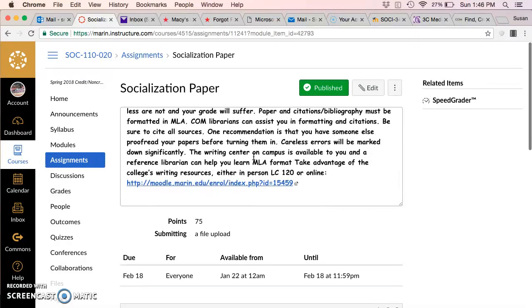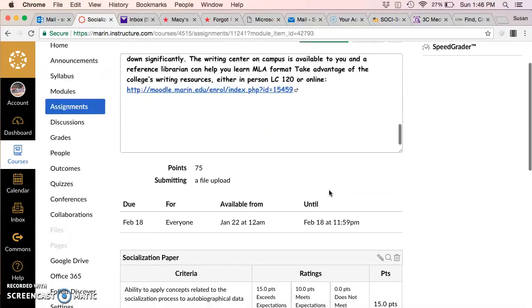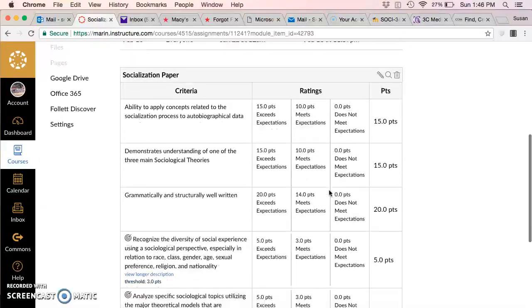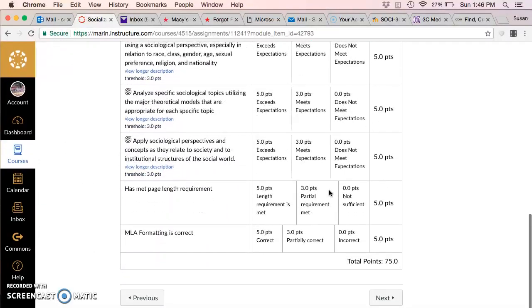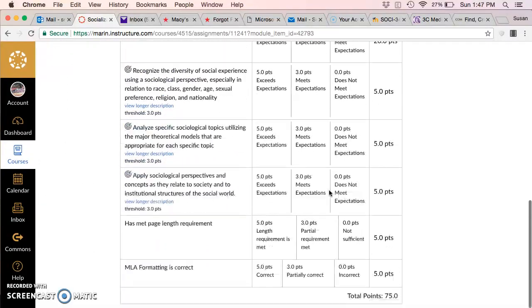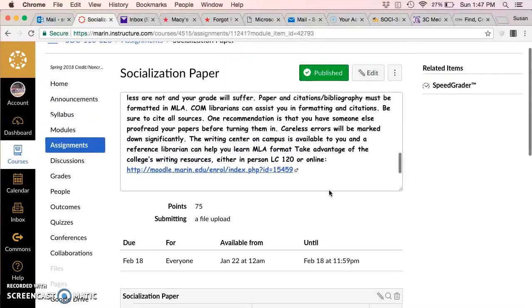The other thing that's really important for this paper is that you edit it well. Again, you've had since the beginning of the semester to know about this assignment, and now you have a week to write it. I mean, you've had all semester to write it, basically. So I expect it to be well written. If it's really sloppy, then you're going to lose a lot of points on it. There's also a rubric attached, so you can see if you have hit all these points, and the paper's out of 75.